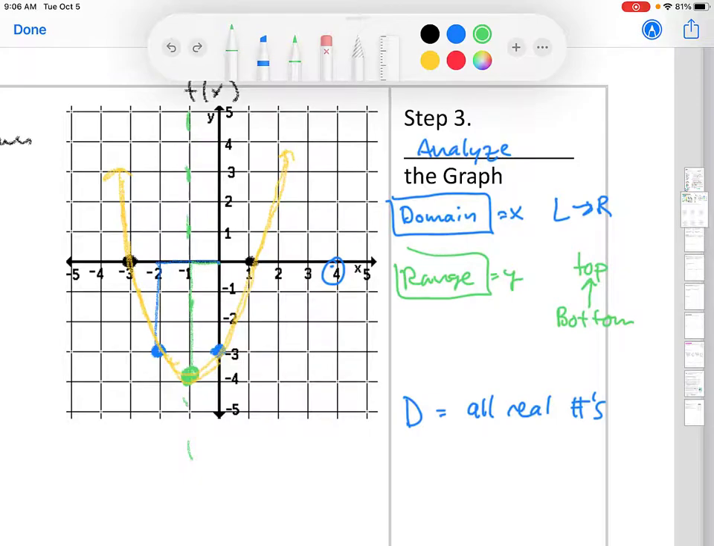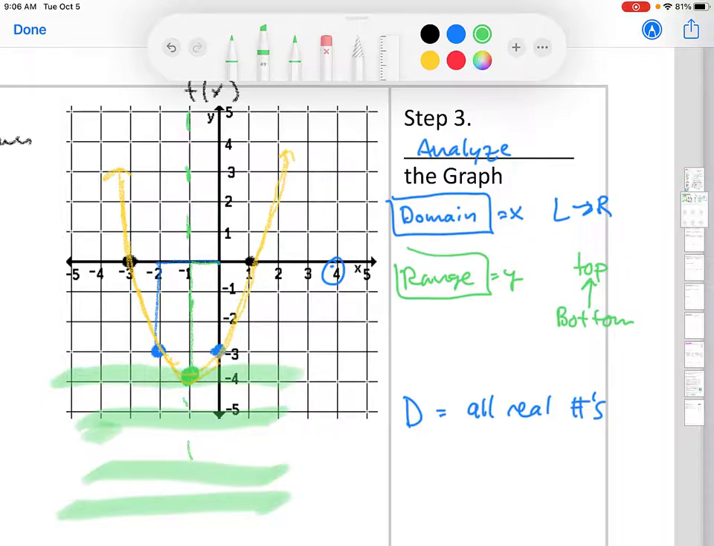Okay. The range, as you see, it says bottom to top. So let's go ahead and try this. So I'm going from the bottom. Okay, pay attention. There is no yellow graph. Right here is where the graph starts.